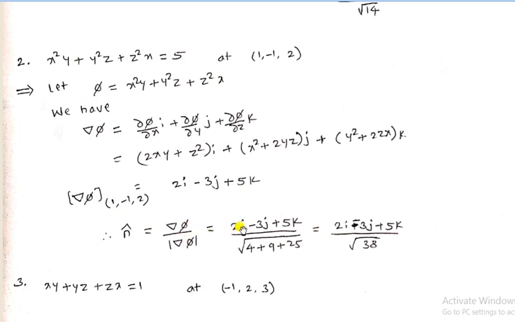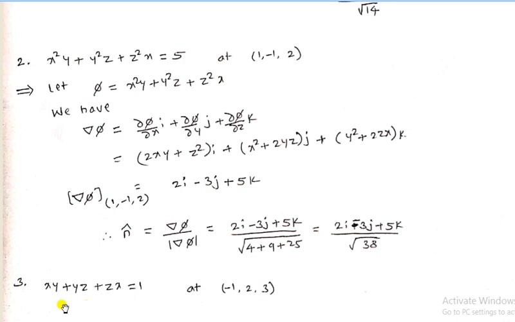So del phi is 2i minus 3j plus 5k, whole divided by mod of del phi, which means take the square root of the sum of the squares of the coefficients of i, j and k. 2 squared, minus 3 squared and 5 squared: 4, 9 and 25. So that gives (2i minus 3j plus 5k) divided by square root of 38, which is the required unit normal vector.